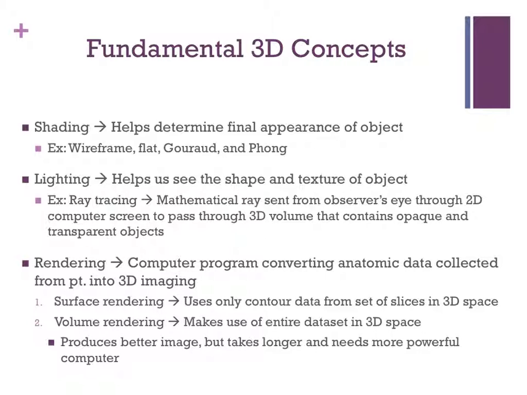Rendering involves a computer program converting anatomic data collected from the patient into 3D imaging. There is surface rendering, and then there is volume rendering. Surface rendering uses only the contour data from the set of slices in 3D space. Volume rendering makes use of the entire data set in 3D space. Volume rendering actually produces a better image than surface rendering since it utilizes more information. However, the downside is that it takes a long time and requires a more powerful computer.